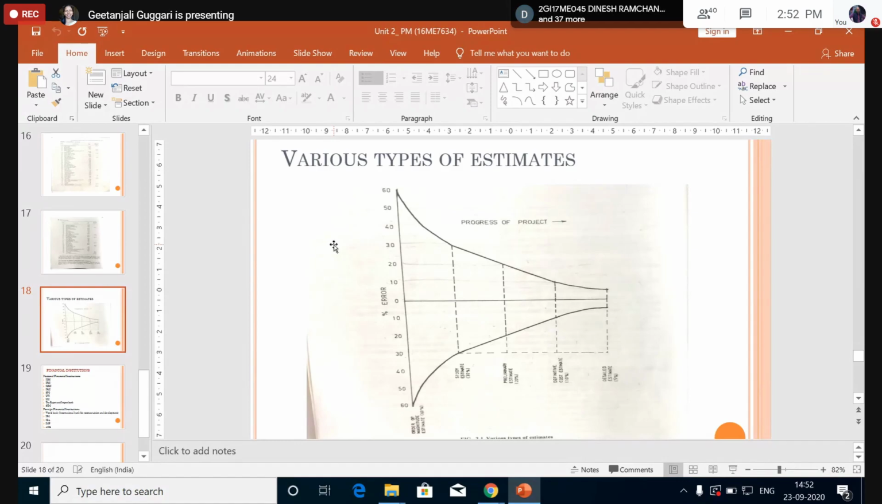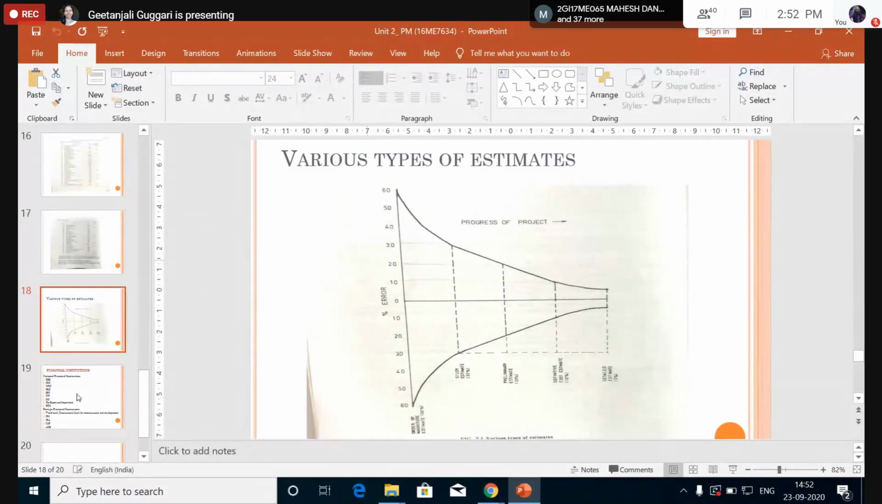Any doubts in this? No, ma'am. Okay, so we have completed the different types of cost estimations. This is an important point to be analyzed from a project point of view and also from an exam point of view: the different types of cost estimation for the feasibility of the project that you need to analyze.